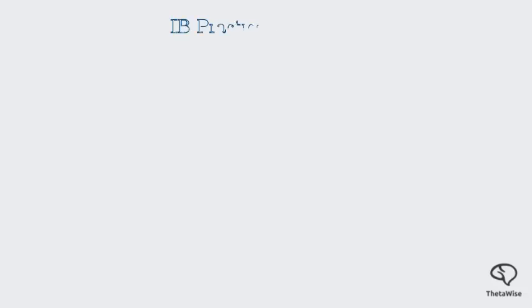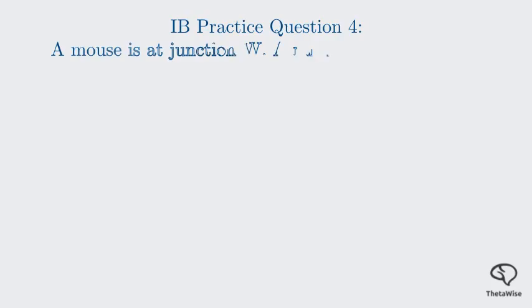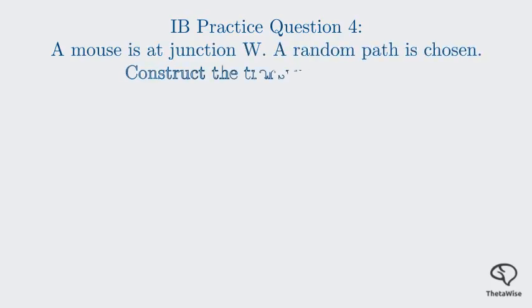Here's our fourth practice question. A mouse travels through a maze with junctions W, X, Y, and Z. We need to construct a transition matrix assuming the mouse chooses a random path at each junction. This problem has 2 key parts. First, identifying the connections and degrees, and second, understanding the phrase "chooses his next tunnel at random."